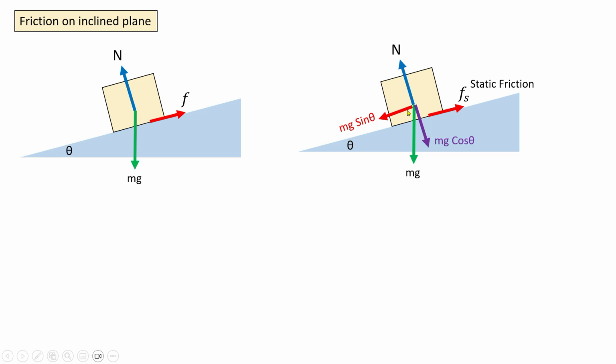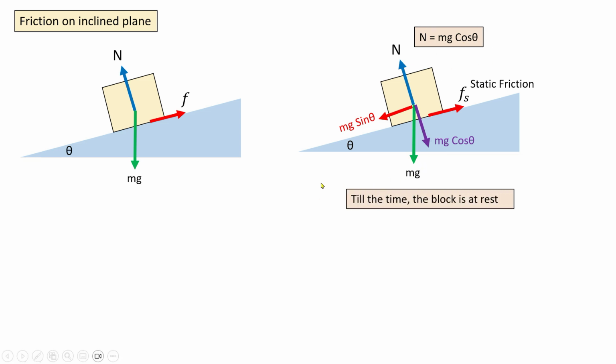And why are they equal? Because observe, the block is not moving in this particular direction where my cursor is currently hovering. Since the block is not moving up and down, the forces in this direction need to cancel out. So normal reaction and mg cos theta should be equal to each other. Like I said earlier, till the time the block is at rest, the downward force mg sin theta needs to be equal to the static friction. mg sin theta is equal to F, where F is static, because the block is at rest.